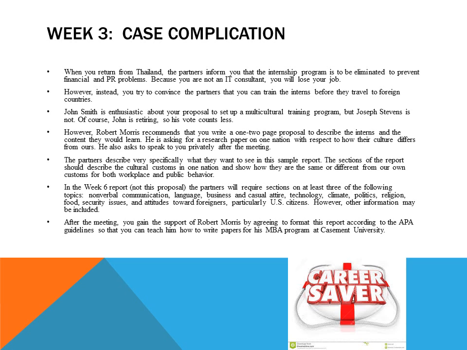The partners, though, go along and they say you should describe very specifically what they want to see in this sample report. They know what they want to see. The sections of the report should describe the cultural customs in one nation and show how they are the same or different from our own customs for both workplace and public behavior. So what they're asking you to do is just write the typical college report, APA formatting here.